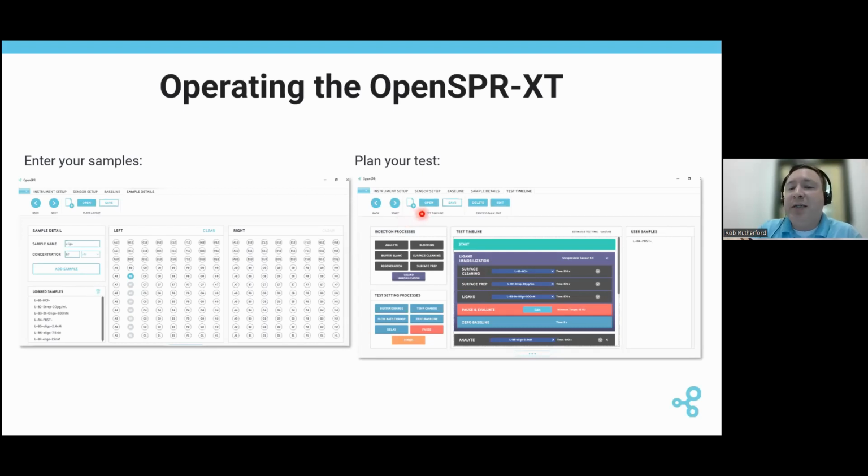And you're going to see the ligand wizard be a button between the save and delete in this screenshot. So you would click on that to start your test, and it would ask you your questions about what is your molecular weight for analyte and ligand, and what sensor type are you actually using.